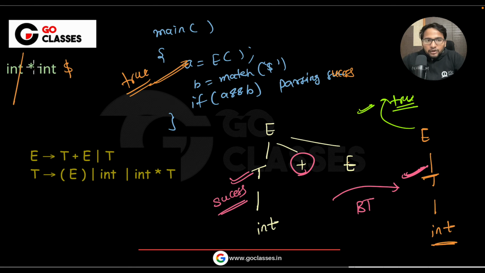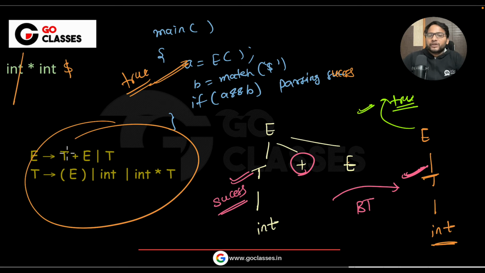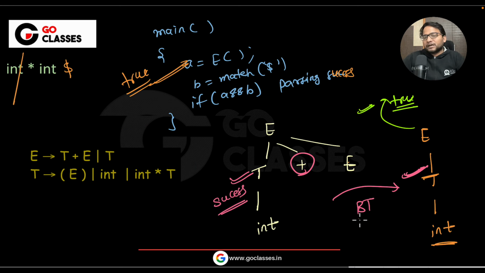But is the next symbol $? Since the next symbol is not $, which is star, that's why it will say fail. So this string will also not be recognized by this particular grammar using the recursive descent parser. So what is the answer? The answer is no. Okay.